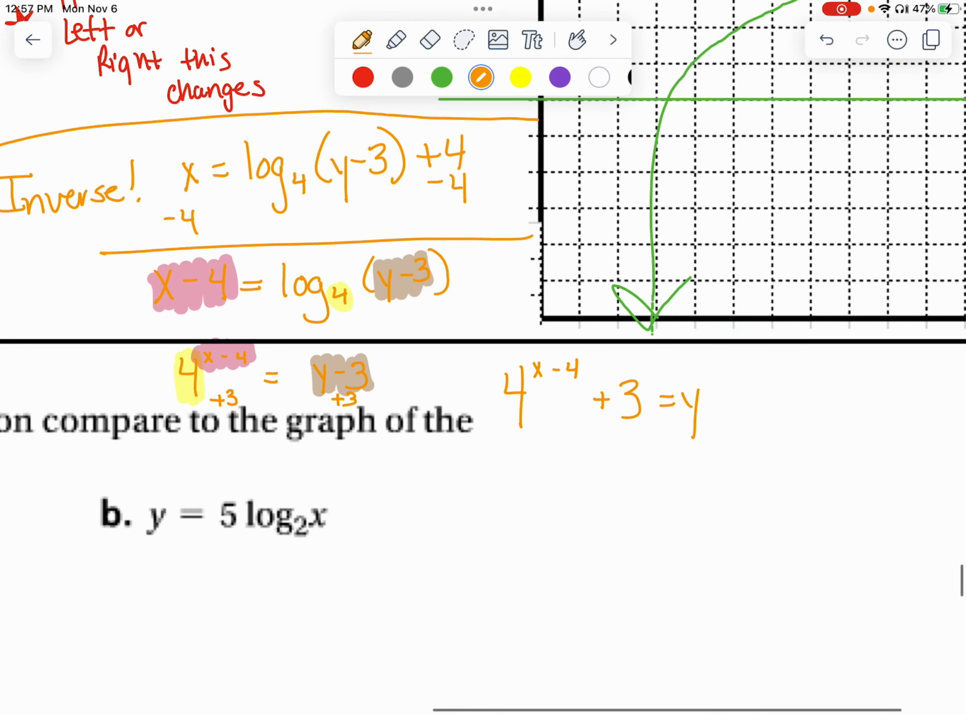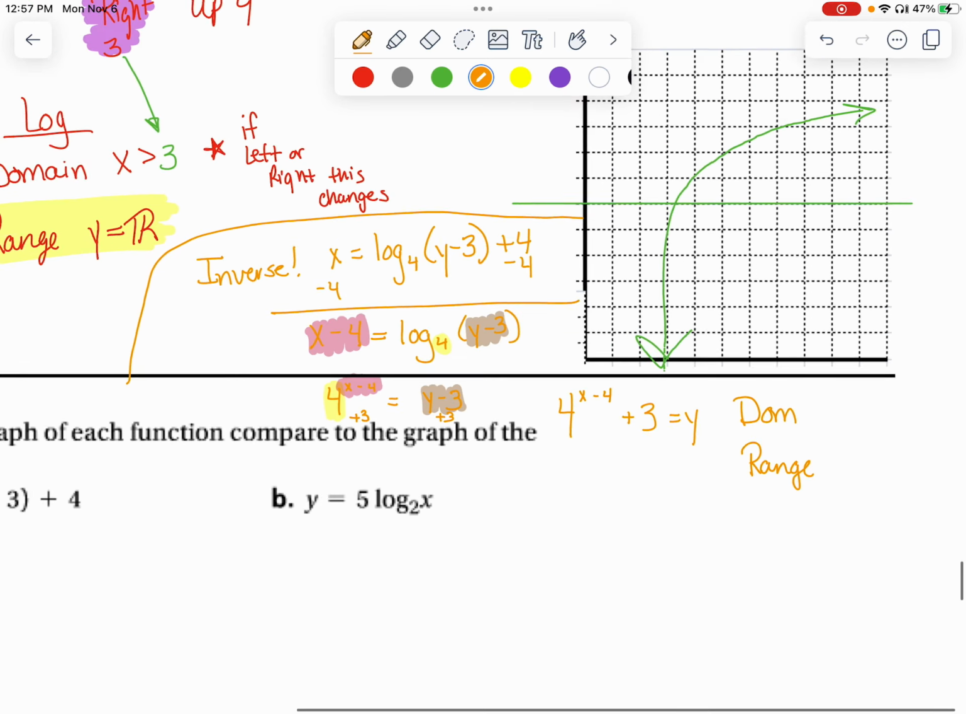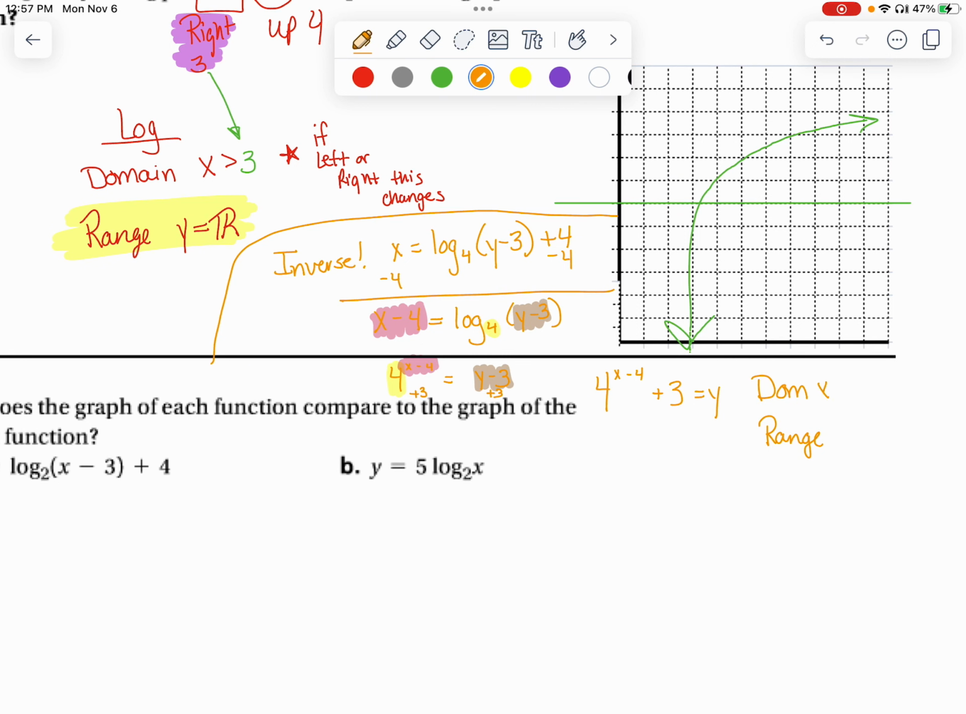That's my inverse equation. Compared to the domain and range, they switch. So over here, the range was all real numbers. So this time the domain is all real numbers. See over here? That switches. And the domain was greater than 3, but now the range will be greater than 3. And that's how you take a logarithmic and change it into an exponential inverse equation.